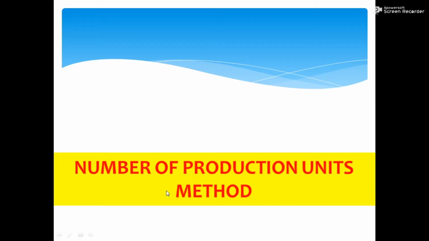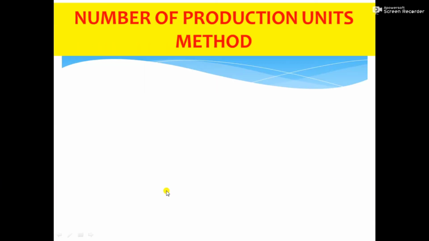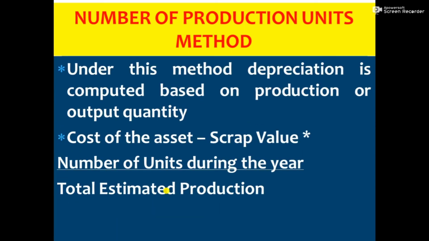Next method is the number of production units method. Under this method, we compute the depreciation based on how many units we produced with the help of that asset. The depreciation is computed based on the production or output quantity.